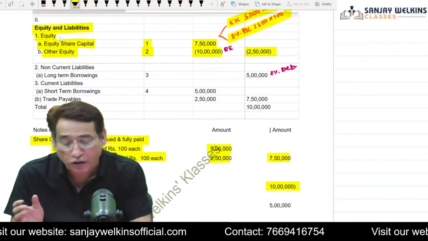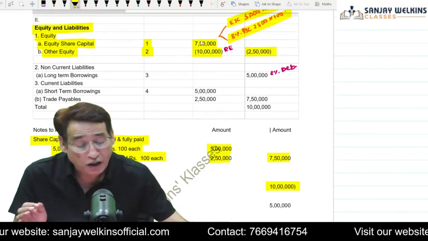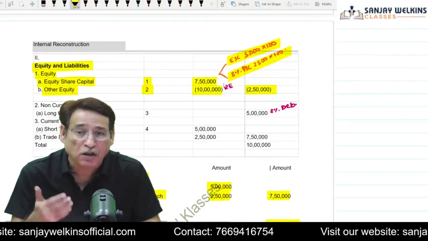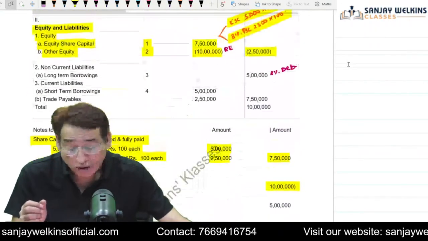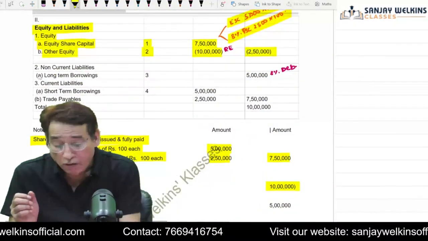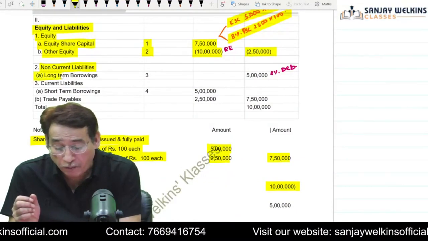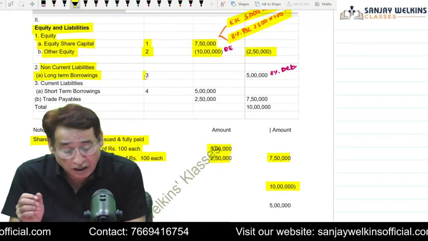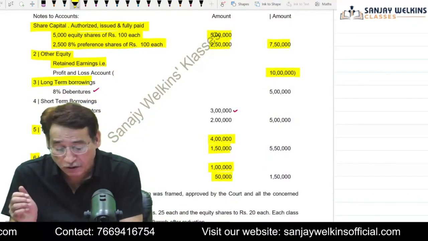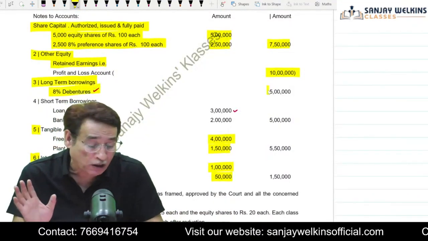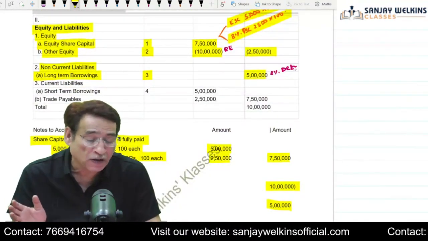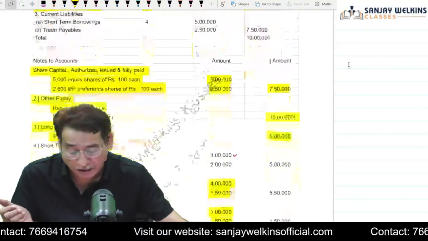Now, under equity, we have equity share capital and preference share capital, and under other equity we have retained earnings. This is what we are more concerned with. Then, under non-current liabilities, we are given long-term borrowings, and again there is note number three. Let's have a look at what is given under long-term borrowings. This is note number three, 8% debenture. Only one item is there. So the 5,00,000 is actually 8% debenture. You need to write that.